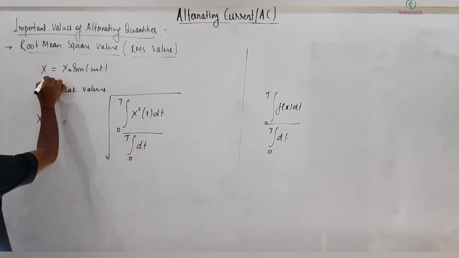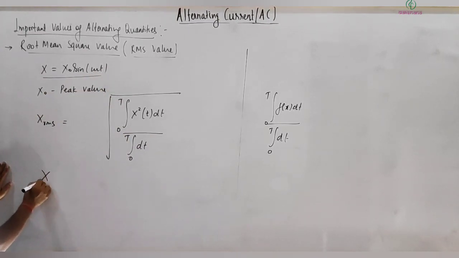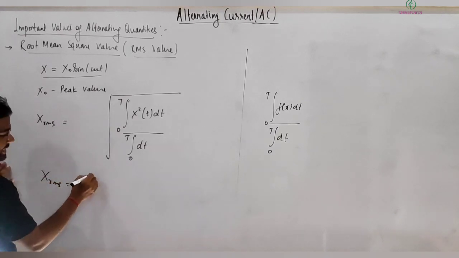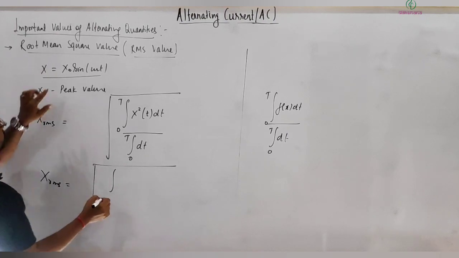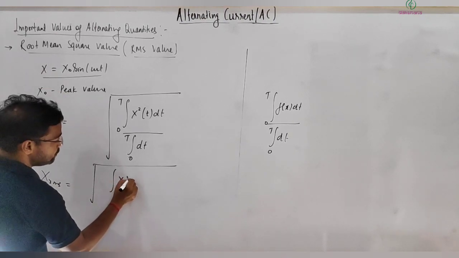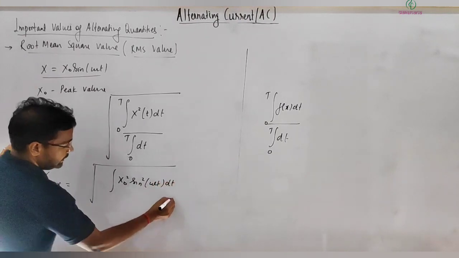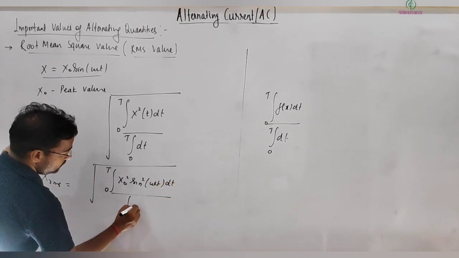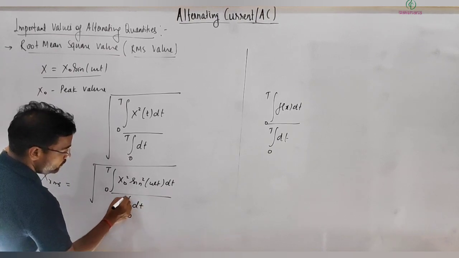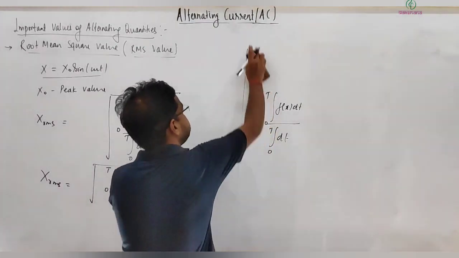So let me just do the calculation for this part. Here I can write x RMS, and that is equal to, if I substitute the values, the integral of x naught square sine square omega t dt from 0 to capital T, divided by the integral of dt from 0 to capital T. Correct? Let me simplify it now.